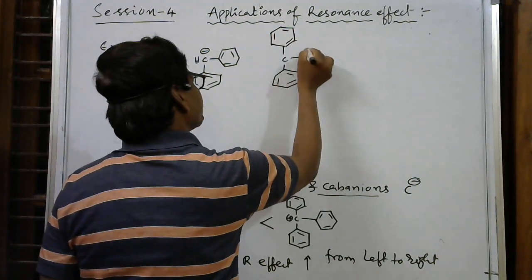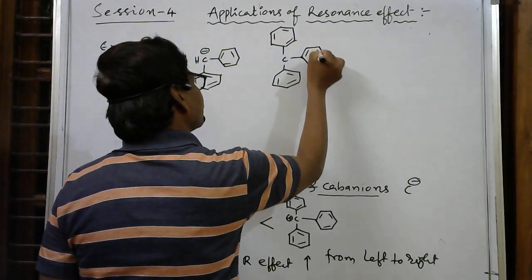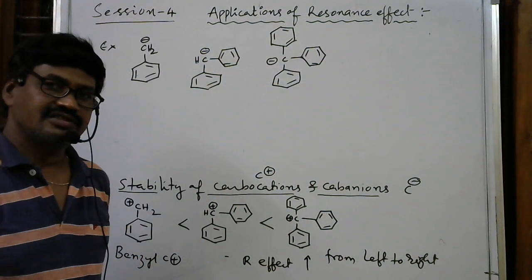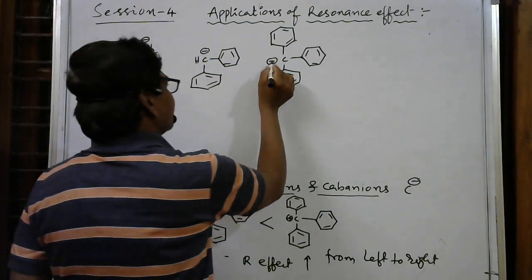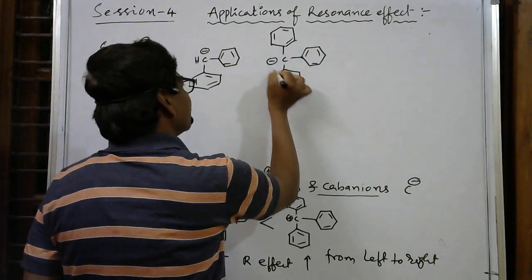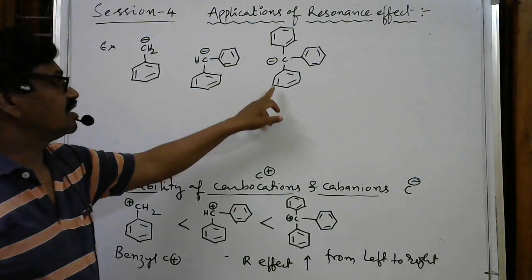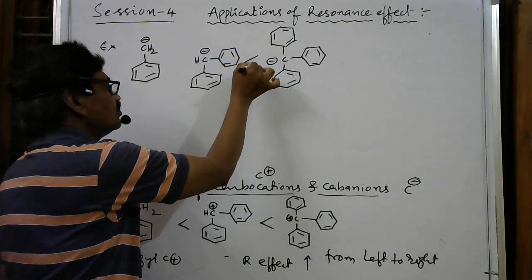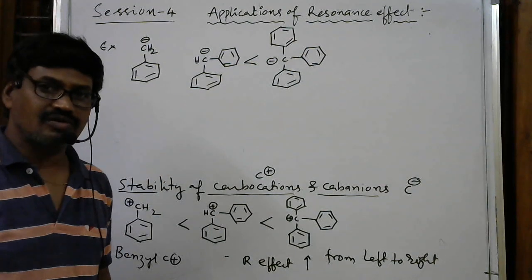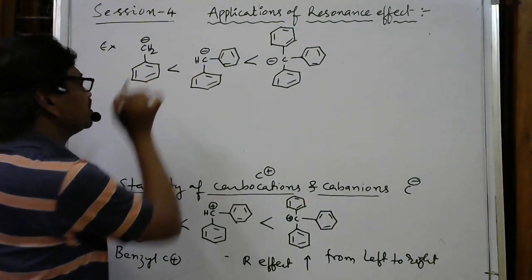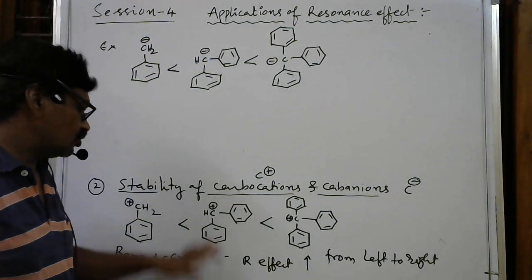One more, this is triphenyl. Here the negative charge, so these are the carbanions. In this carbanion, the negative charge must move towards either this side or this side, so that the negative charge is more and more compensated. So triphenyl carbanion is more stable than diphenyl, then benzyl. So for both, the order is the same.